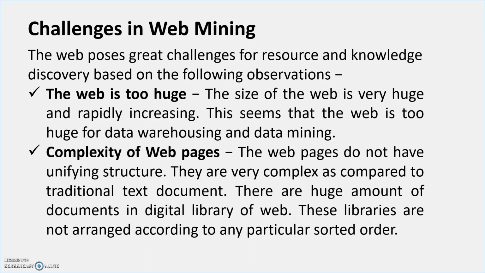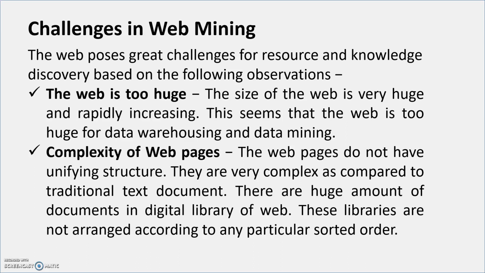The web pages do not have a unifying structure. That means they do not have a fixed structure. They are very complex compared to traditional text documents, right? There are a huge amount of documents in the digital library of the web. These libraries are not arranged according to any particular sorted order. There are billions of different web pages available. You might know that websites are collections of web pages, right? There are more than 25 billion websites running.